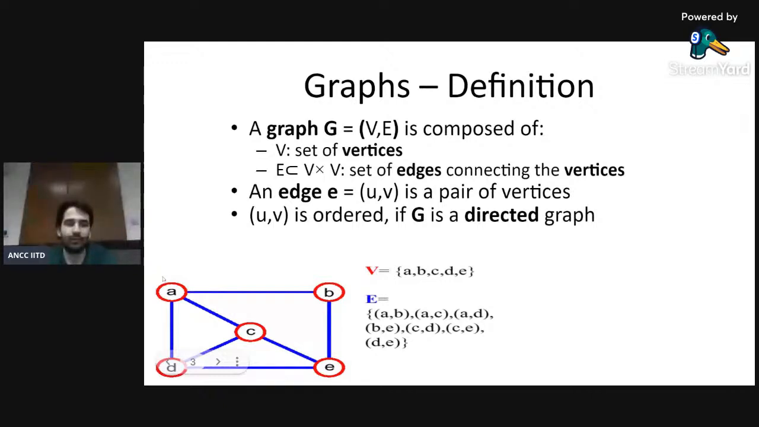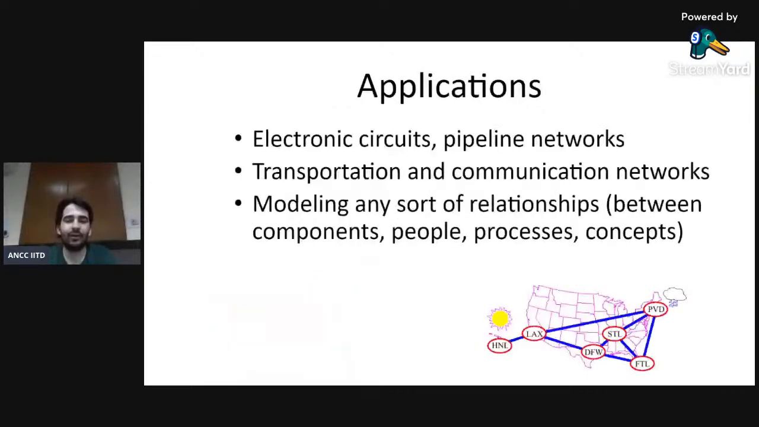Graphs have applications in various domains: electronic circuits, networks, transport, and representing the road network of a place. You can model any sort of relationship. Let's say on a social list, it is modeled as a graph, where any two people who are friends have an edge between them. Graphs are used for this.